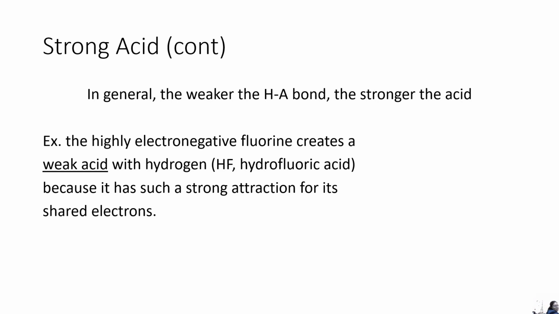For example, highly electronegative fluorine creates a very weak acid with hydrogen because it has such a strong attraction for its shared electrons. The HA bond is not weak at all. That is why it makes a weak acid, because its dissociation is not complete. Because of its strong attraction for its shared electrons, it makes a very weak acid.